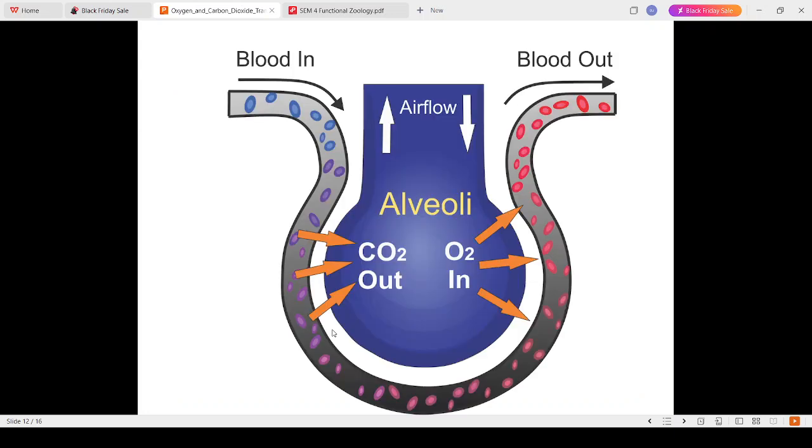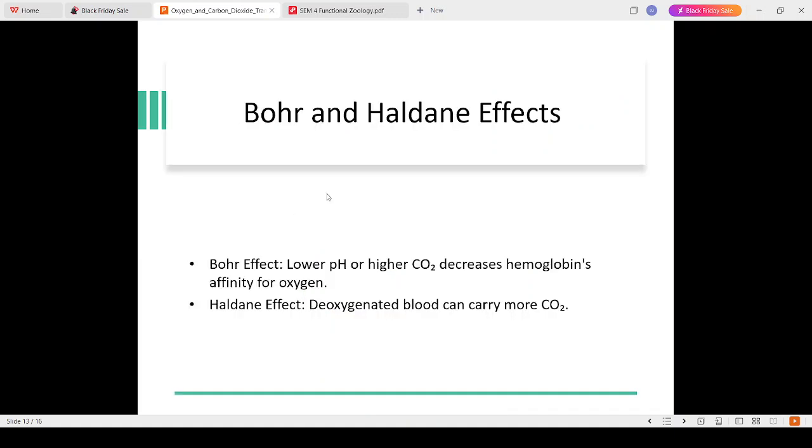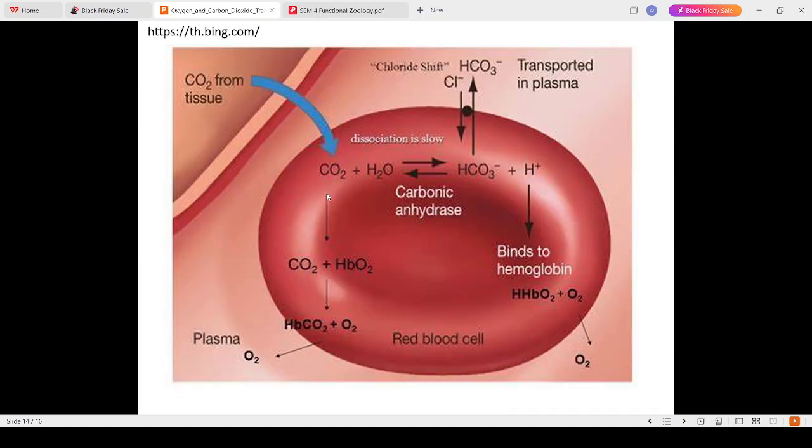Here you can see a picture of how carbon dioxide and oxygen move. This is the alveoli, and when the blood reaches the alveoli, whatever carbon dioxide is present in the blood will enter the alveoli and be taken out, whereas oxygen present in the alveoli will enter the blood. This is the normal mechanism, but there is a phenomenon by which this mechanism actually takes place, and that is an important mechanism.